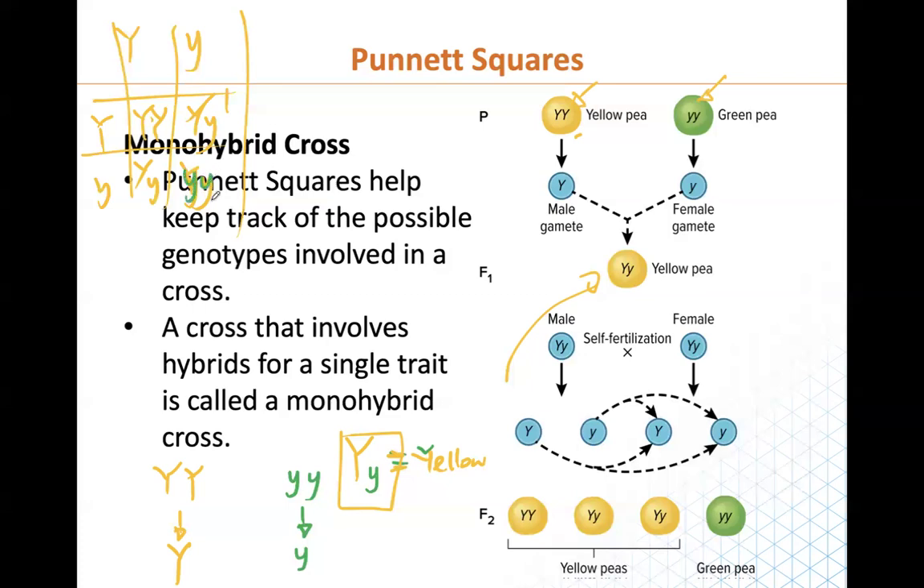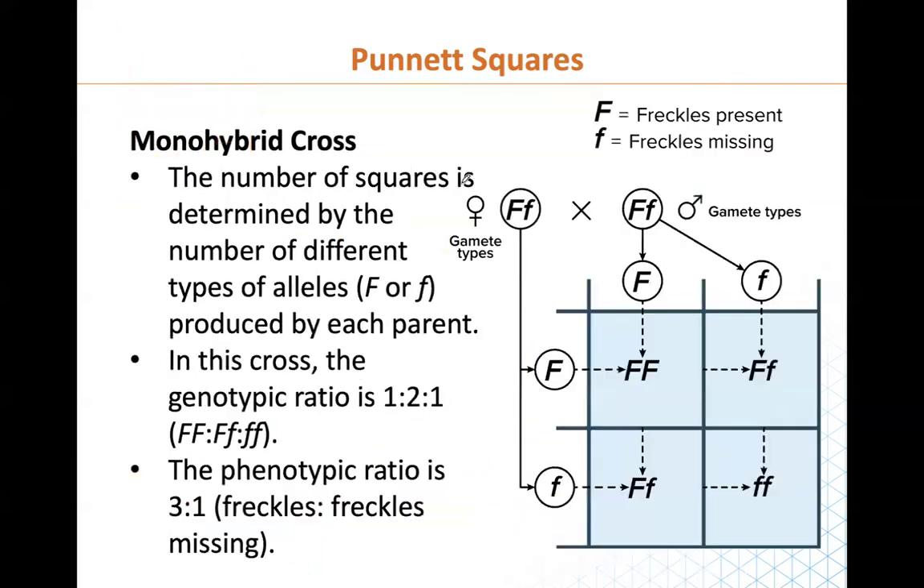You're going to have one homozygous dominant, two heterozygous dominant, and one homozygous recessive. So this is what you're going to have. The phenotype would be yellow for this, yellow for these two, and this will be green. So that's why you have a 3:1 ratio as a phenotype.